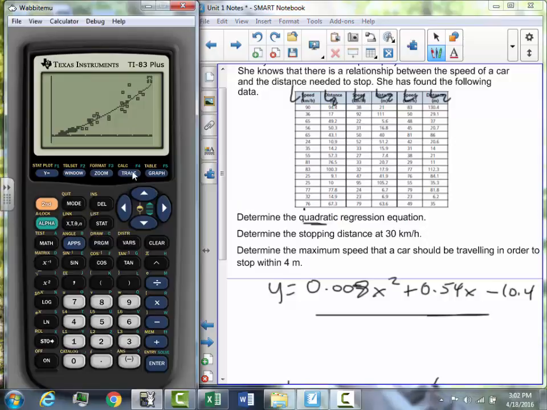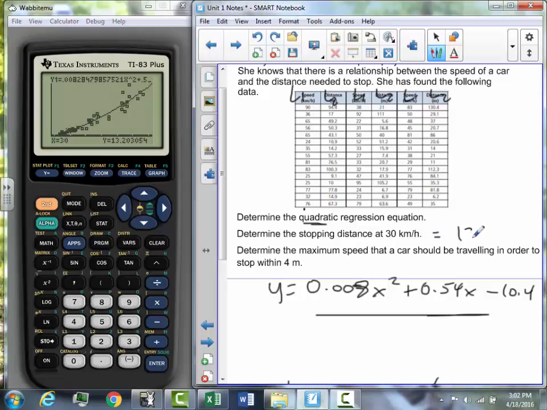Value, yeah. Second, calculate. The value, 1x, is 30. And it looks like the stopping distance is 13.2 meters.